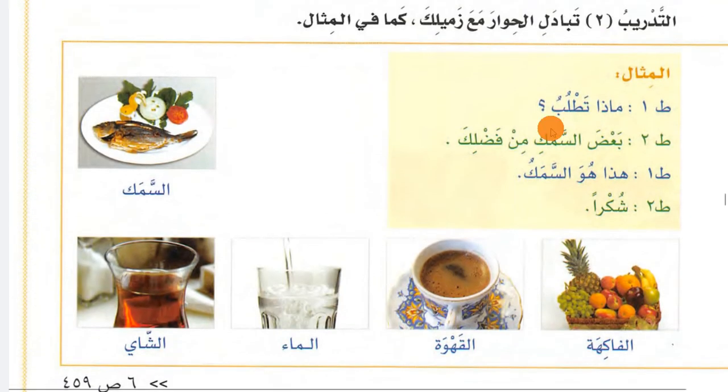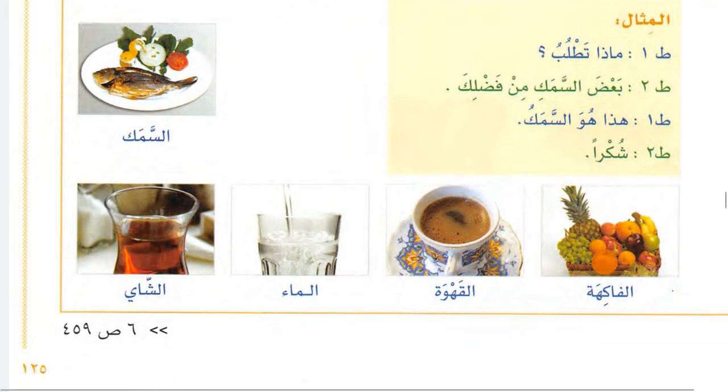Then ماذا تطلب. What would you like? What would you order? بعض السمك من فضلك. Some fish please. هذا هو السمك. Here it is, the fish. شكراً. Thanks. Basically a waiter will come to you and ask what you would like, and you will order something, then he will give it to you, and then you will thank him.